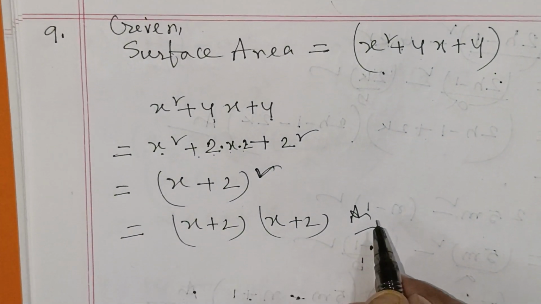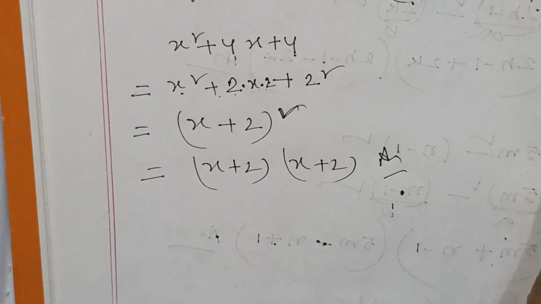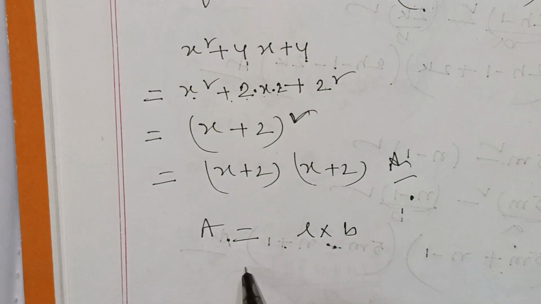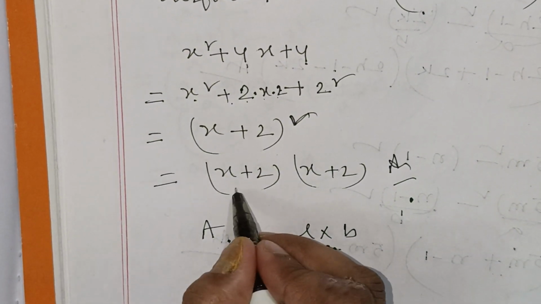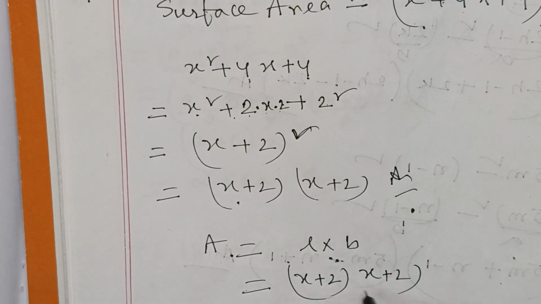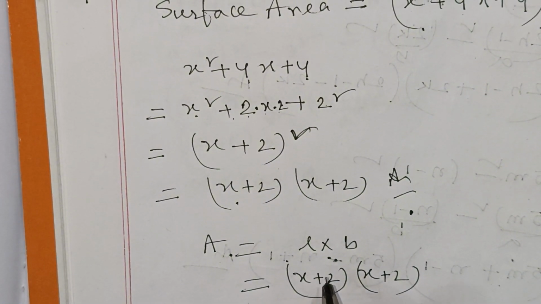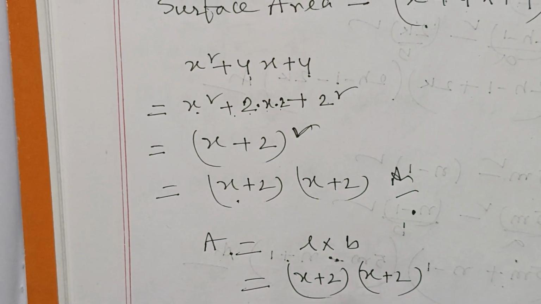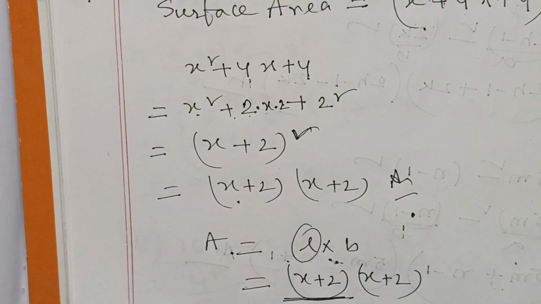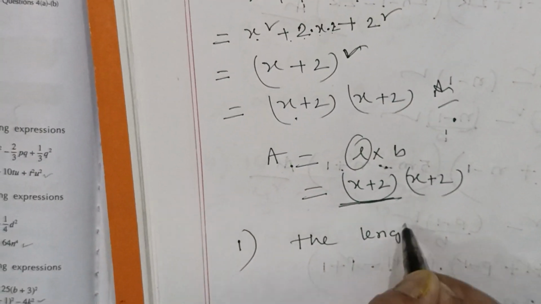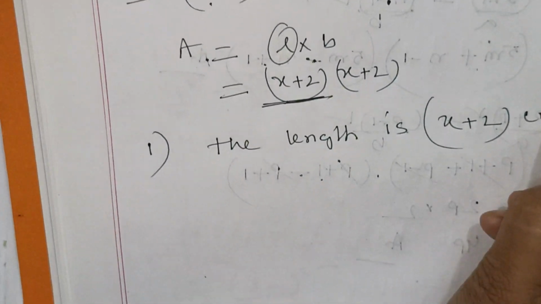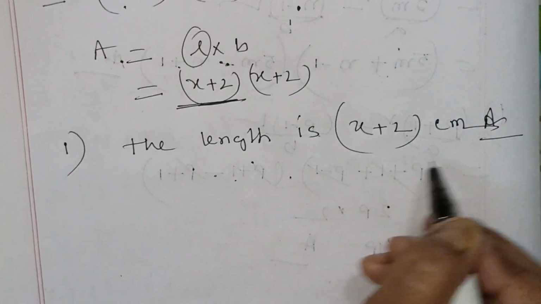So find out the length. The area formula is length into breadth. So area, this one, length x plus 2 and breadth here x plus 2. In this question it said find out the length. So length means this one. So the length is x plus 2 and the unit is here centimeter. Okay, this is the number 1 question answer.